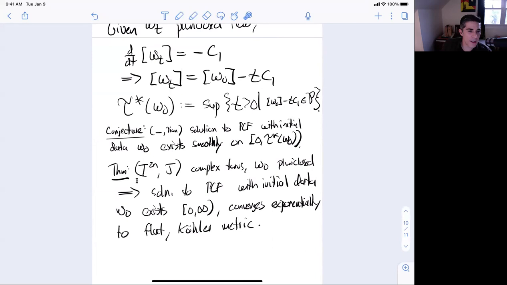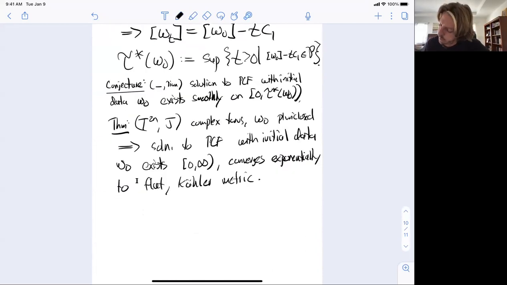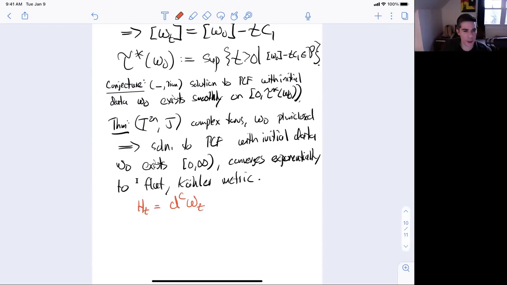What's the three-form in this theorem? Say that again. What's the three-form in this theorem? So the three-form is always H_t equals d^c omega_t. And so in particular, H goes to 0 exponentially. So for your initial pluriclosed omega_0, that three-form could be non-trivial in cohomology. Well, no, it can't.